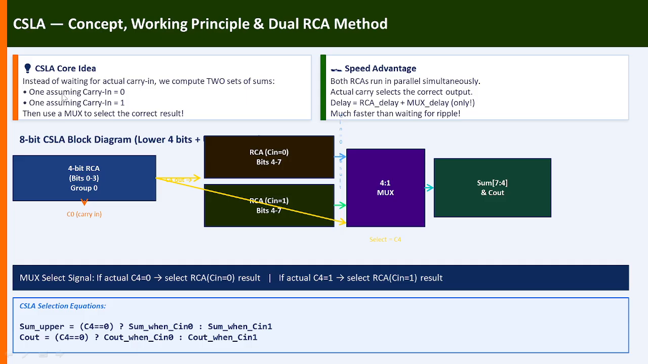See, that's what I said. Instead of waiting for the actual carry in, we compute two sets of sums. One assumes carry in as zero, and the other assumes carry in as one. So we are going to predict what the output will be. So how are you going to predict?